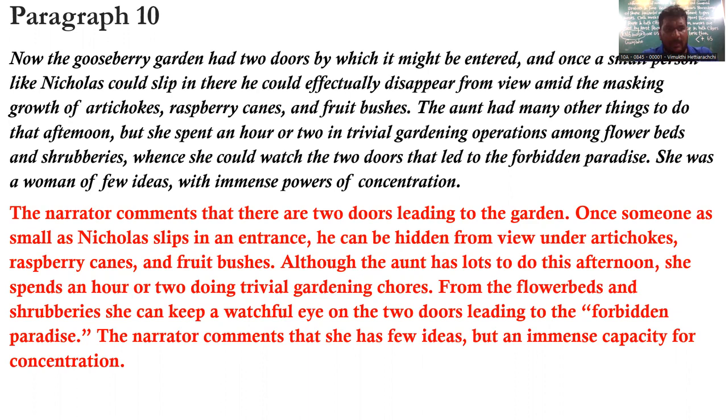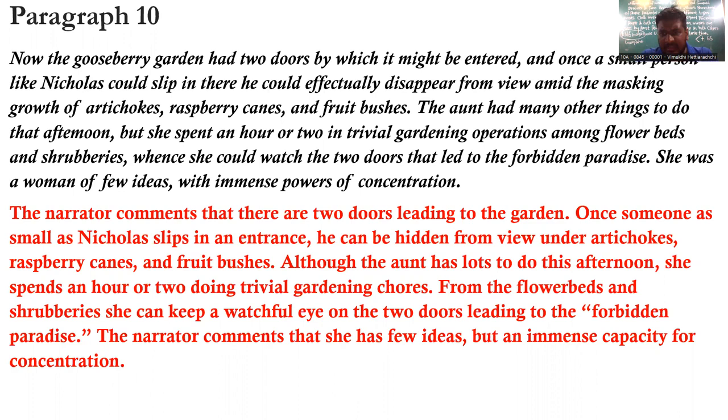Not like an adult, a small boy like Nicholas, when he entered the gooseberry garden, there is a chance of escaping because there are a lot of other bushes and all the other trees. So he can hide and he can escape from that place. So a lot of chances are there. That is the explanation given, right?